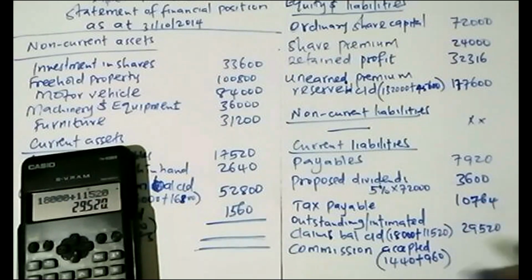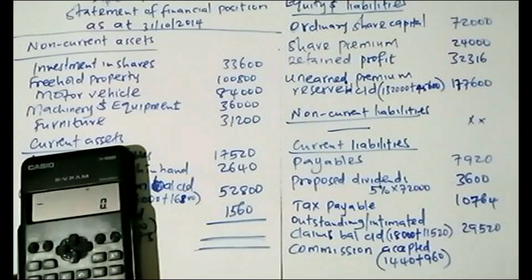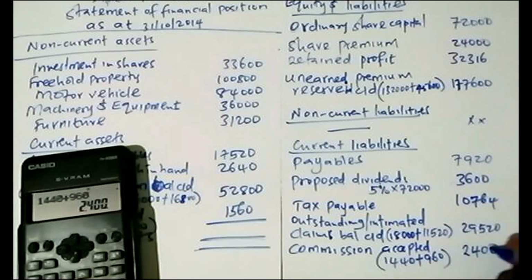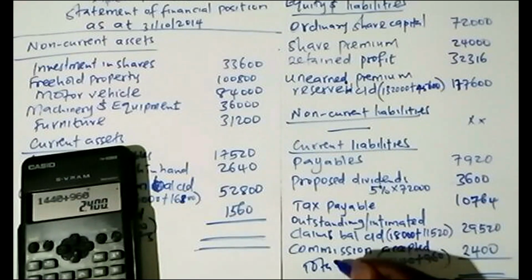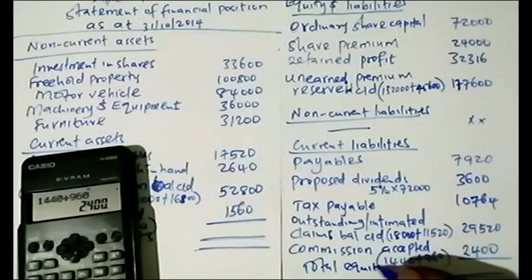So this is 29,520, then 1,440 plus 960. So this is 2,400. So up to that point, we have the total equity and liabilities. So let's check if it's balancing.